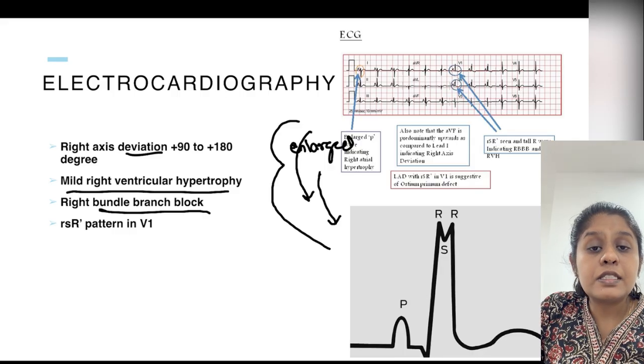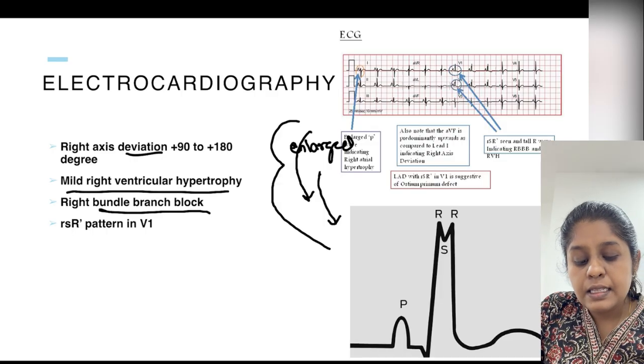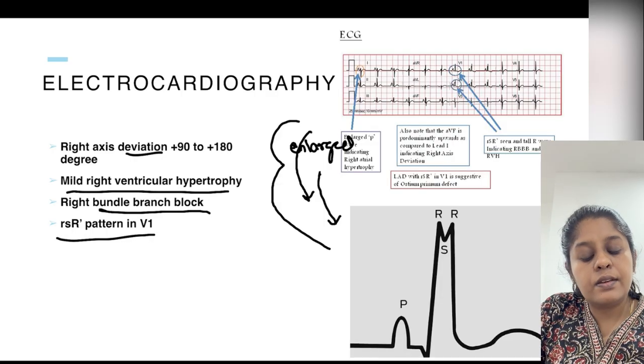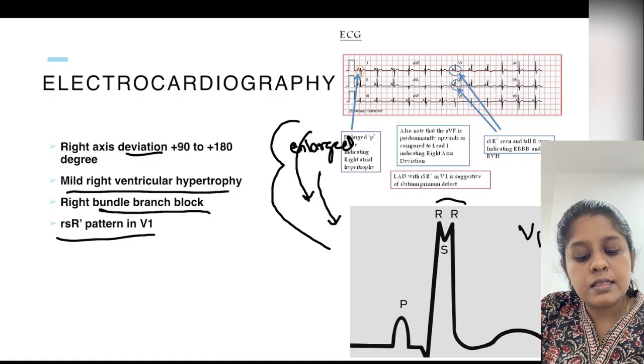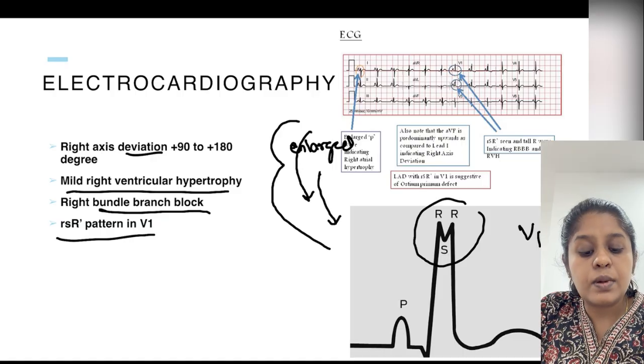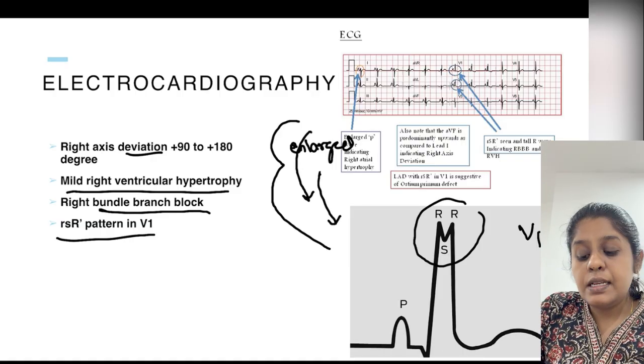So this is not because of a defect in the conduction system. This is because of the enlargement. There will be a right bundle branch block, and there is an RSR pattern in V1. So in the V1 lead, you can see an RSR pattern, which is typical for atrial septal defect.